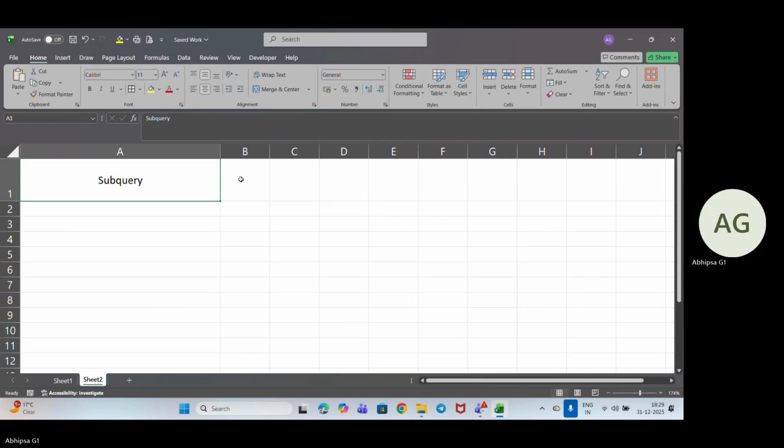Now, coming down to some important rules that we need to understand. The subquery always runs first. The inner question should be answered first, then the outer question is approached. Let's write it down: the inner question needs to be answered first.